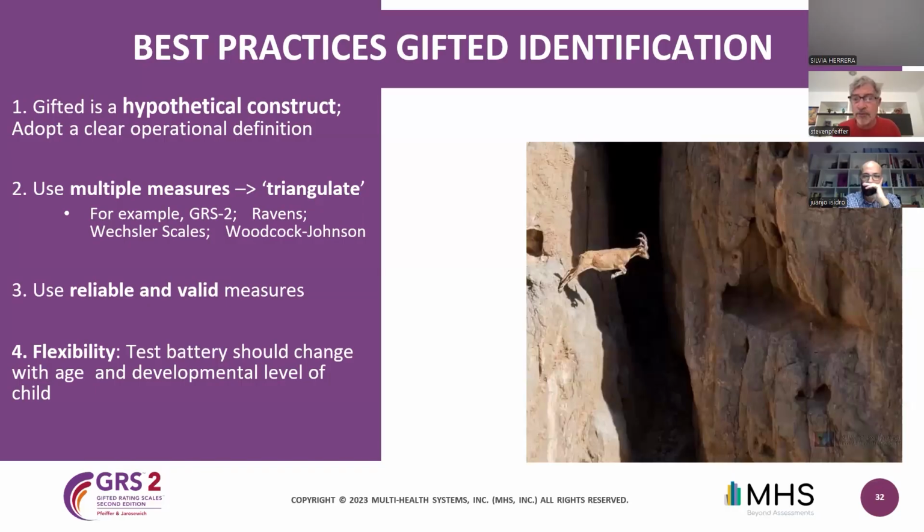The fourth best practice, and I've talked a little about this from the talent development model, is that you need to be flexible. Don't use the same set of tools for kindergarten kids that you use for 5th and 6th graders. The tests that you use, the instruments, should change based on the age, the developmental level of the child. In America, we say we've got to be careful. It's not one size fits all. That's true for tests. Tests are designed for particular purposes, particular ages. And as kids get older, you should use different instruments.